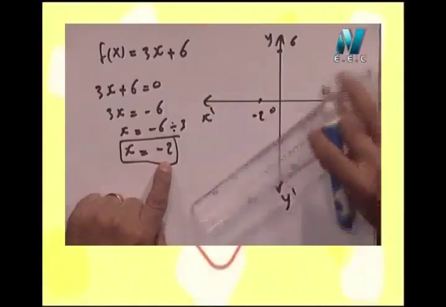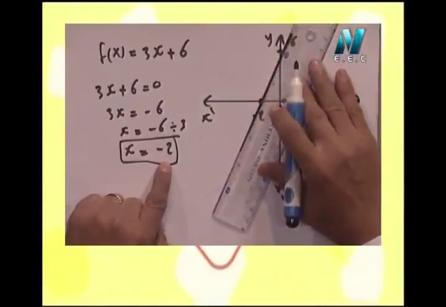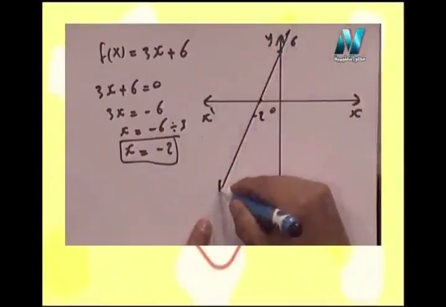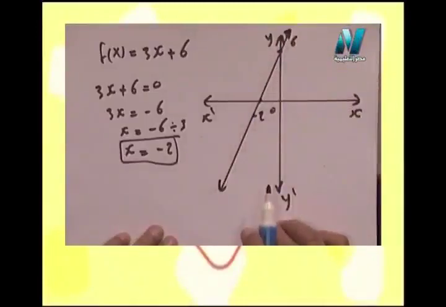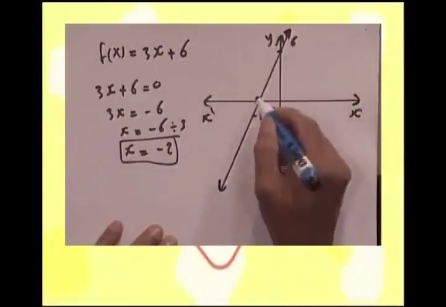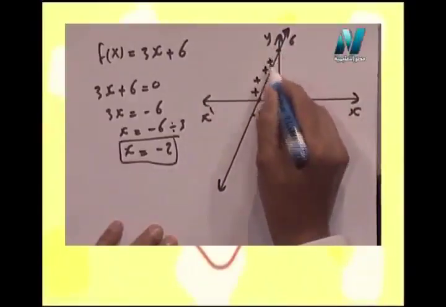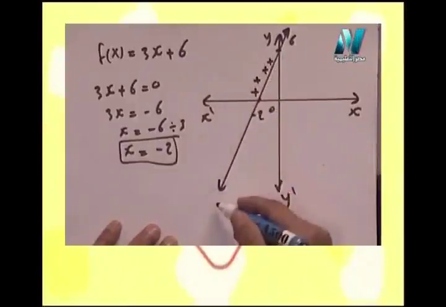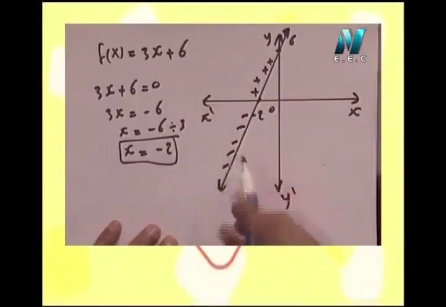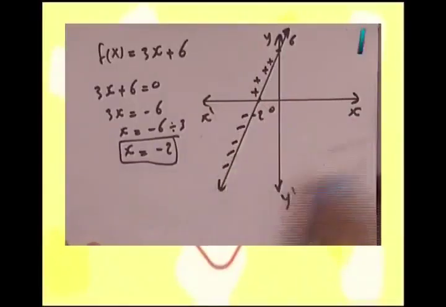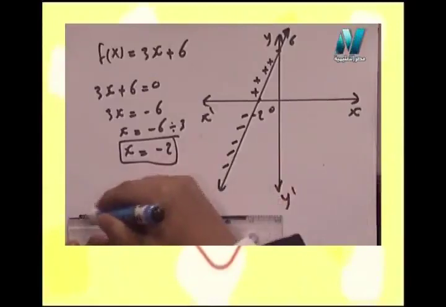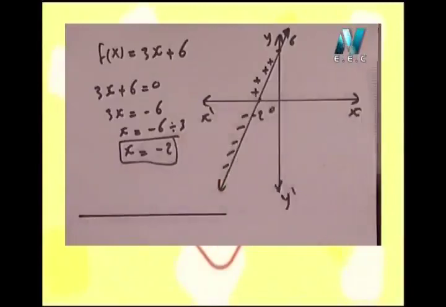And join these 2 points. We have a straight line here, like that. And we know that all the part above the x-axis will be positive, but all the part downward of the x-axis will be negative. So if we divide these parts, we can draw the number line here like that.